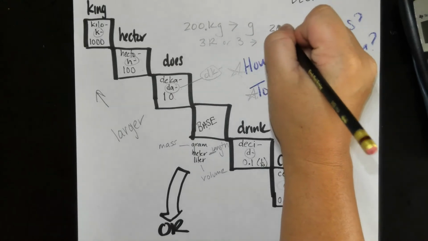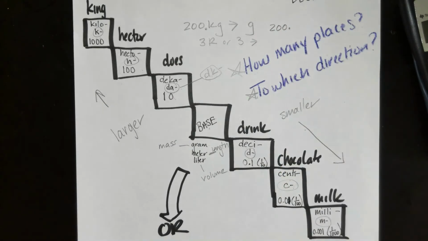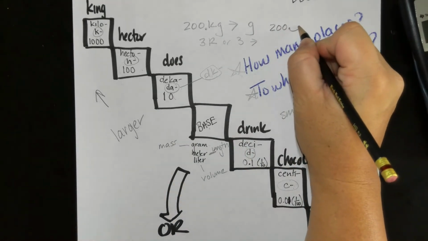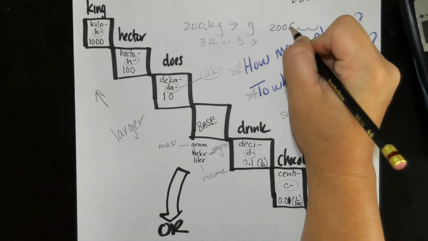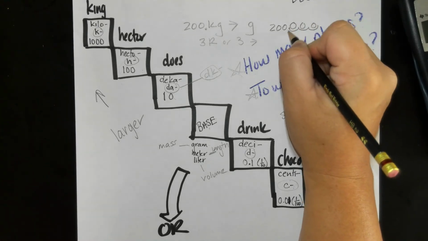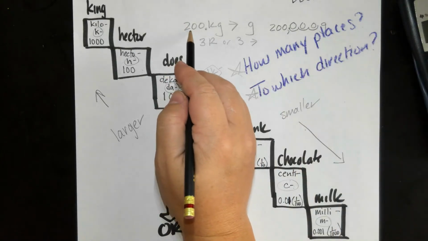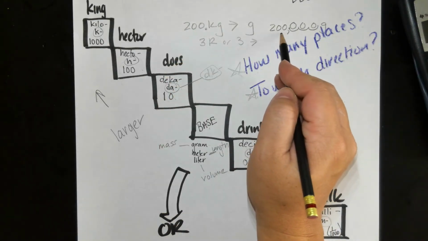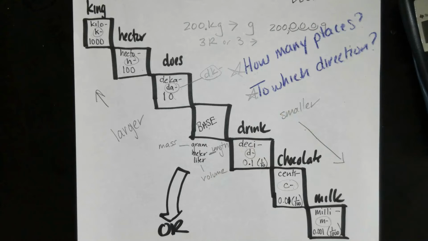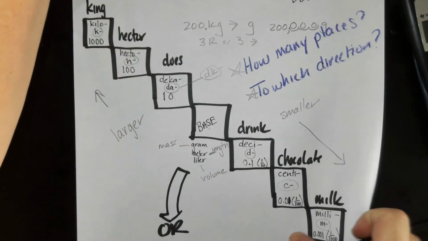So in that sense, if I put my decimal point there, I'm going to move 3 places, 1, 2, 3, to the right. And this tells me that if I have 200 kilograms, I have 200,000 grams. Okay, we'll do more practice with this. Okay, how many places to which direction?